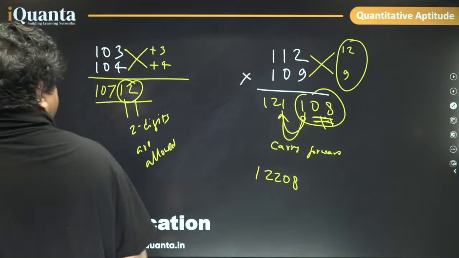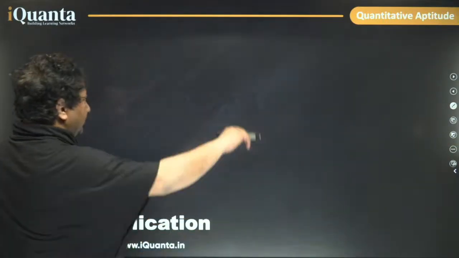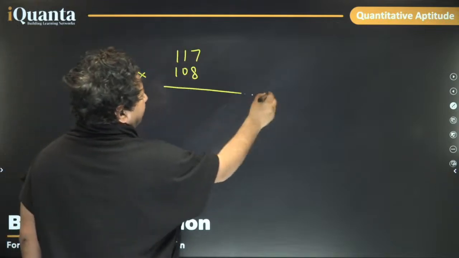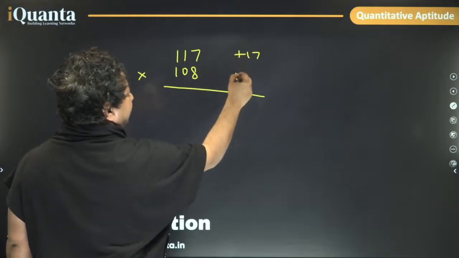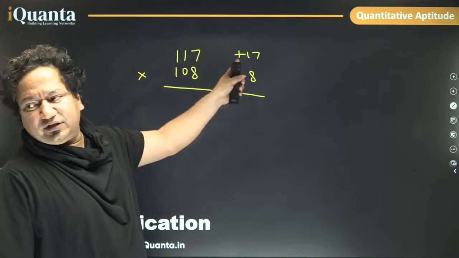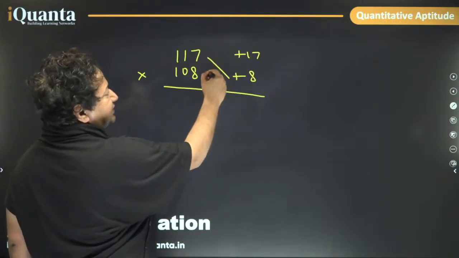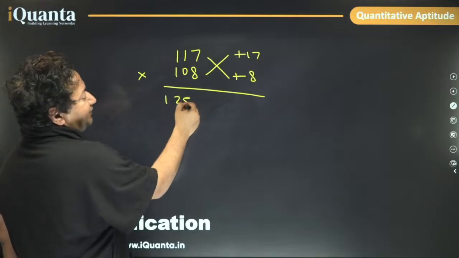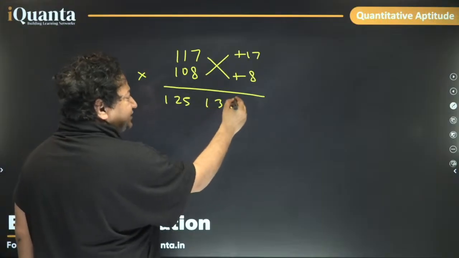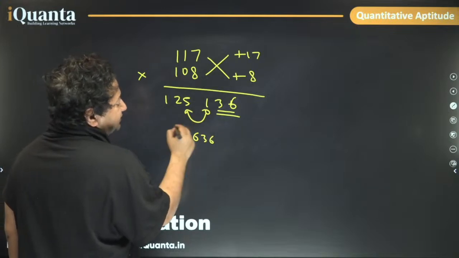Now, let me have a few more examples. 117 multiplied by 108. 17 more, 8 more. See, a lot of people would get confused. Some people write 7 more. This is 17 more. The base is 100. So 117 plus 8 will result in 125. 17 eights is how much? 136. 36, only two digits are allowed, right? These two will be there, and this will go to carry forward. So we have 1, 2, 6, 3, 6 as the correct answer.